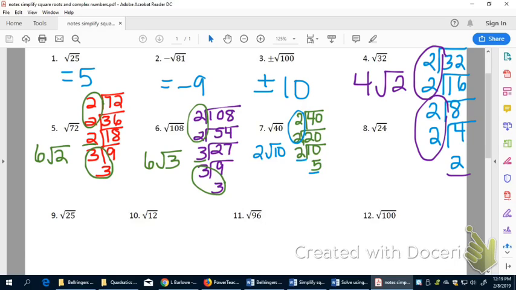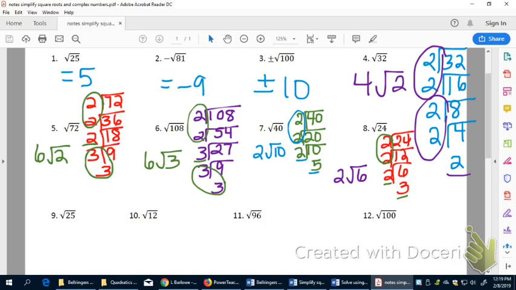Alright, let's look at 8. If we divide 24 by 2, we get 12. Divide it by 2, we get 6. Divide it by 2, we get 3. It's a very similar problem. We have a pair of 2's and then a 2 and a 3 left over. The pair of 2's goes on the outside, so that's a 2. And then the 2 times 3 left over goes on the inside, so you get 6.